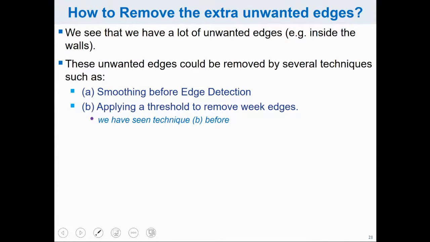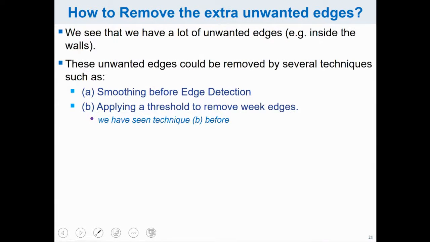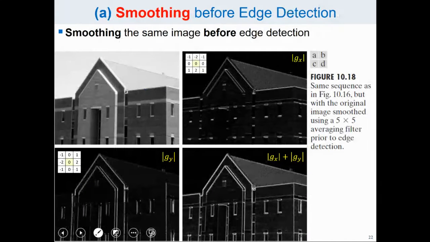Now, if you look at this image here, we'll see there are some edges happening, and these are unwanted edges. So how do we deal with them? As we said, we can apply smoothing. And then, moreover, we can apply a threshold to remove weak edges.